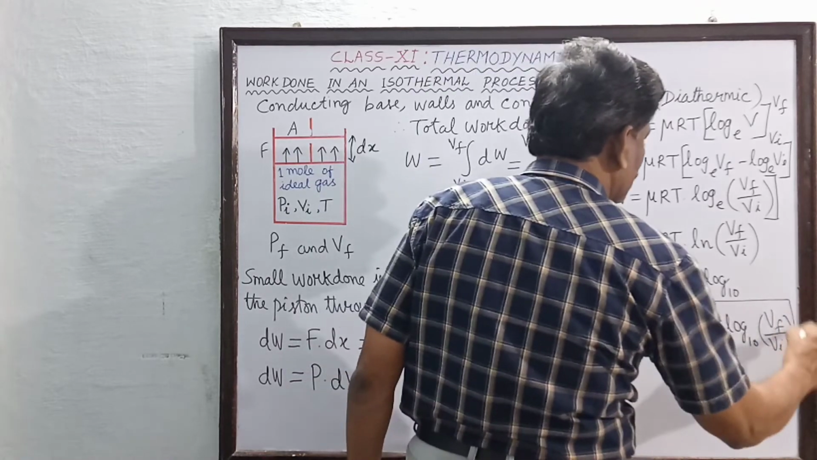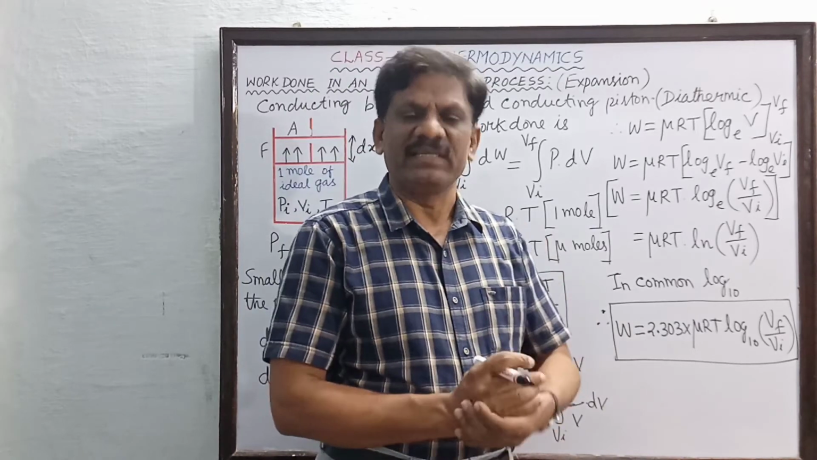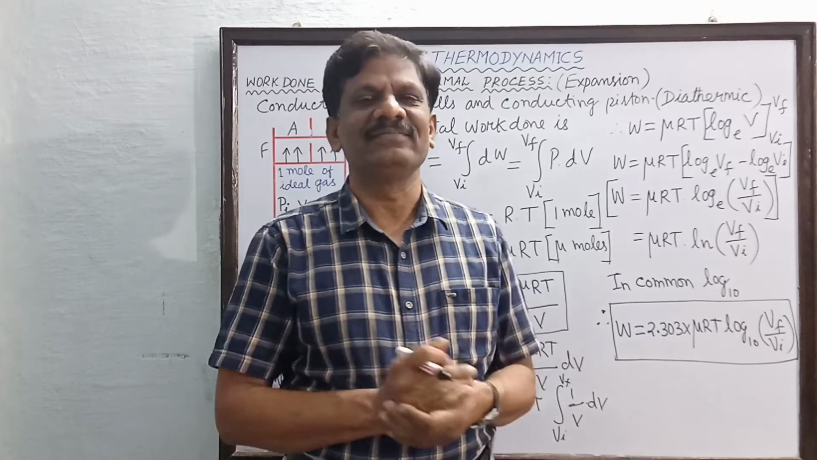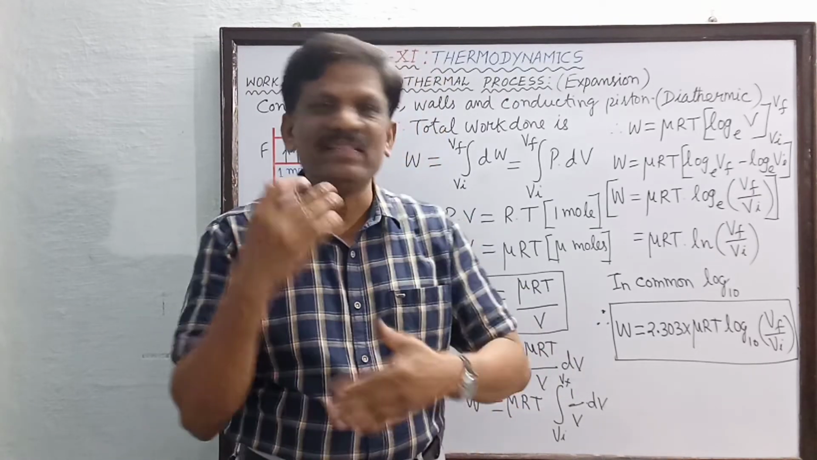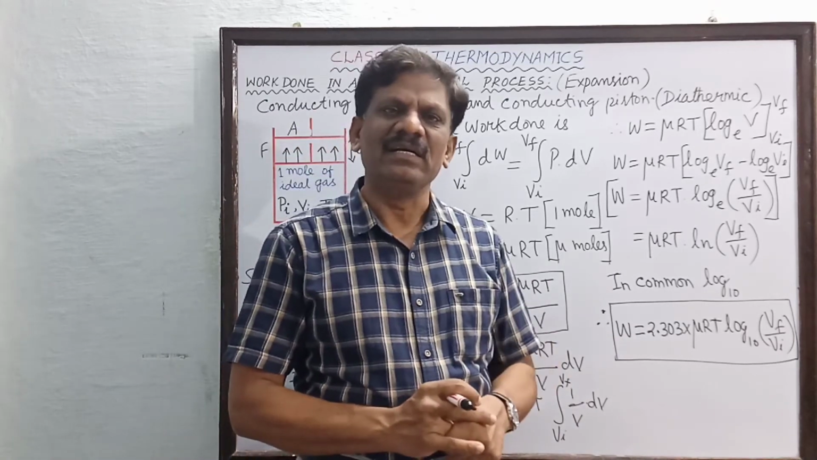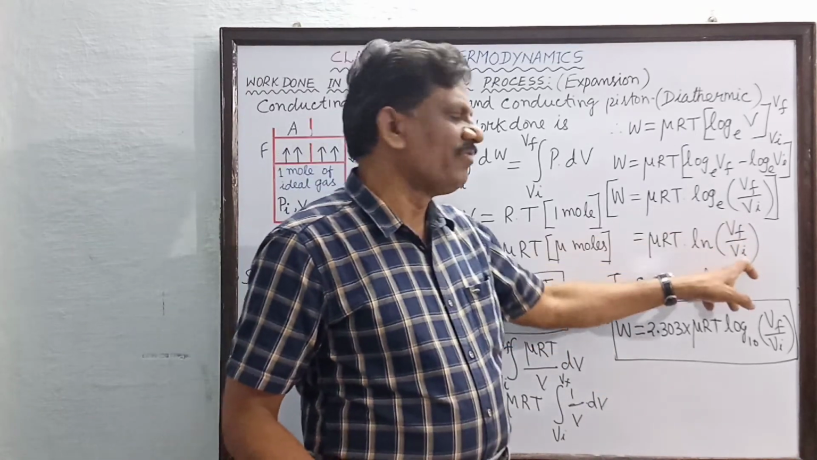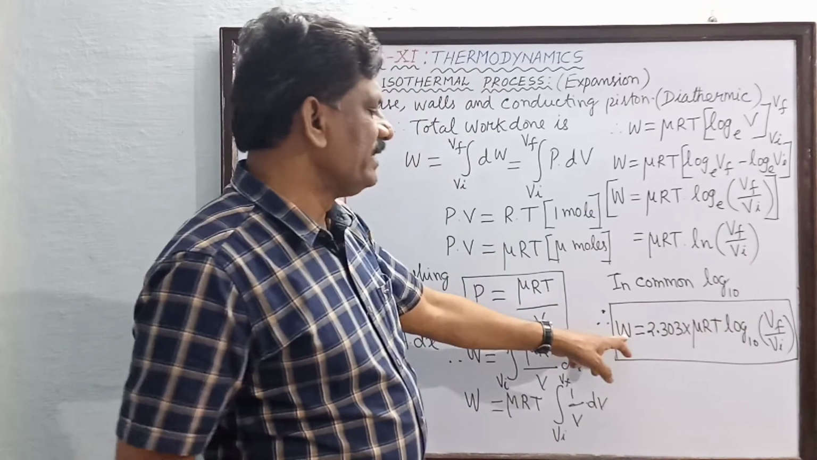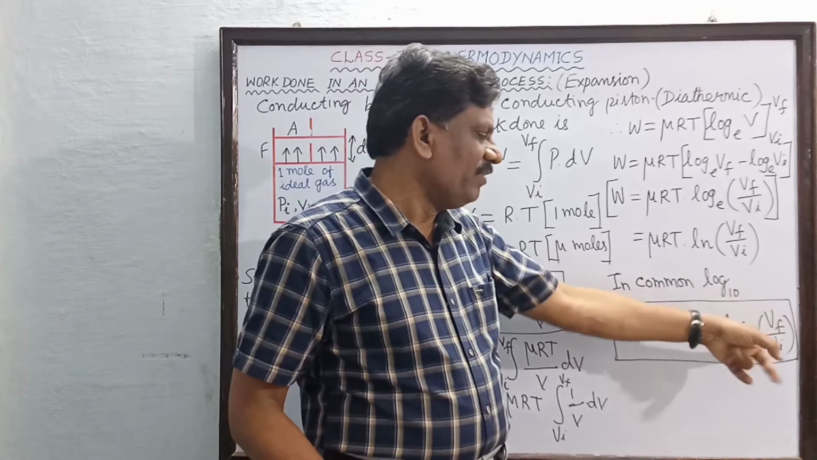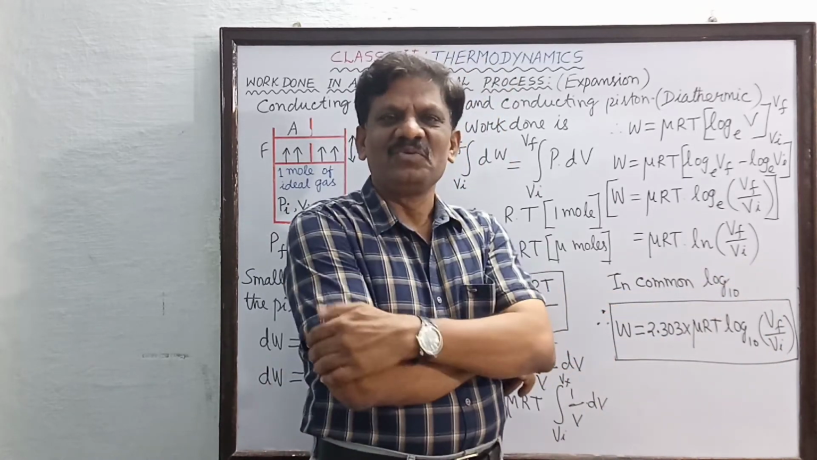So this is the final expression for the work done by a gas during an isothermal expansion. During an expansion, work is done by the system and hence this work done is positive. Understand? So W = mu RT ln Vf by Vi, or W = 2.303 multiplied by mu RT log base 10 Vf by Vi. Have you all understood? I hope you have understood well. Fine.